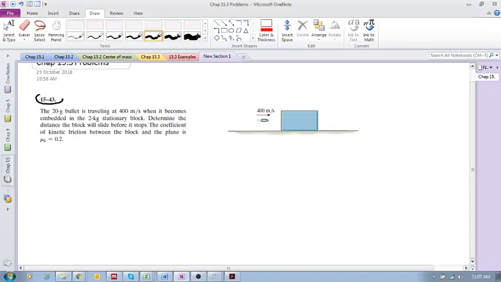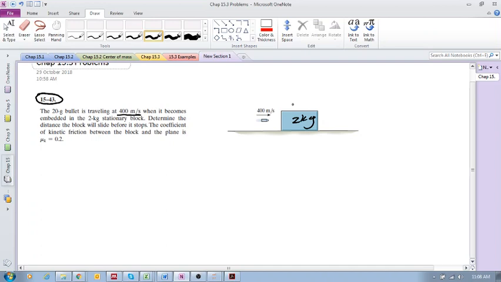Okay, 1543. We have a 20-gram bullet traveling at 400 meters per second when it becomes embedded in the 2-kilogram stationary block. The question is, determine the distance the block will slide before it stops.